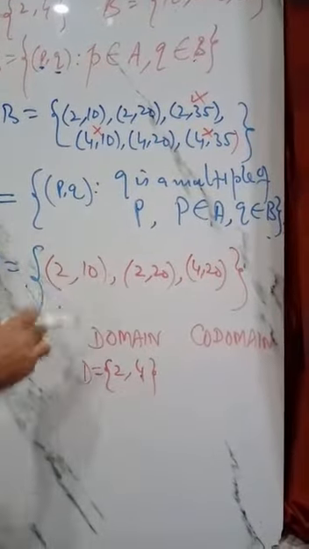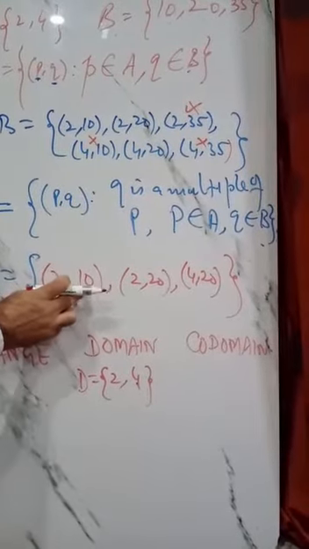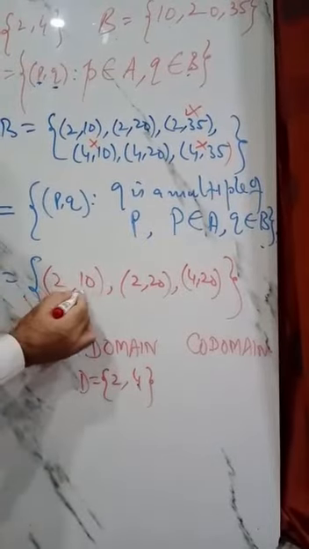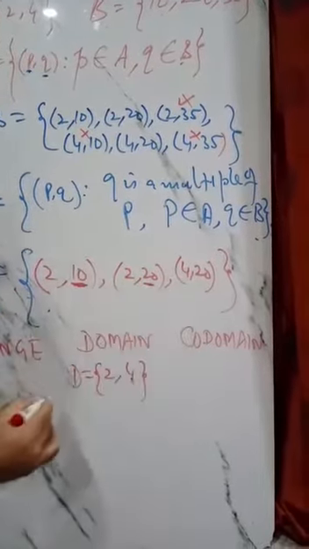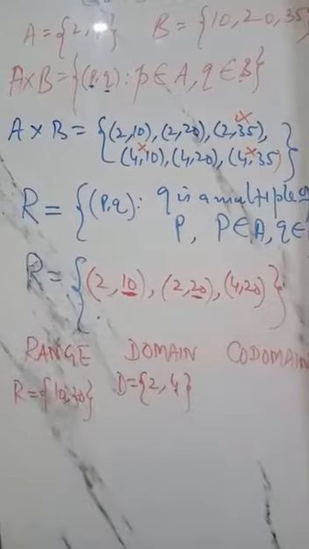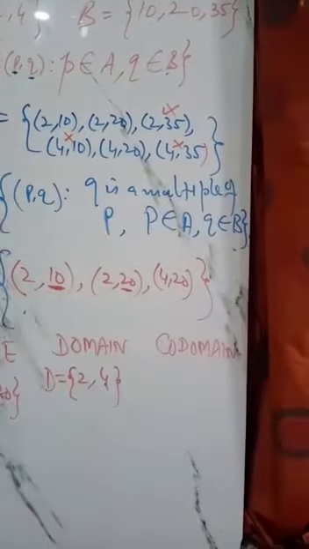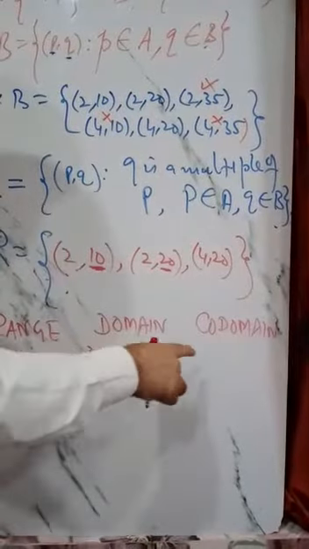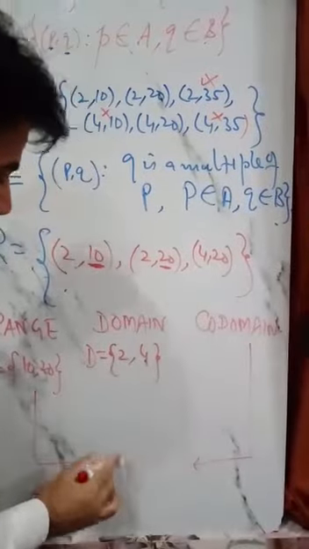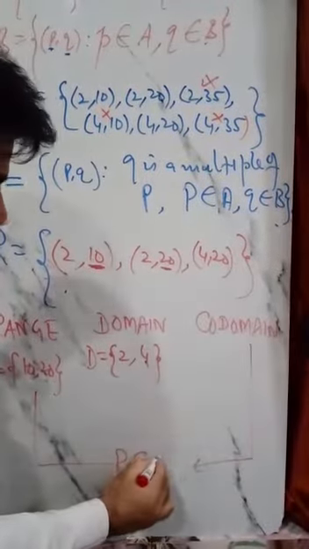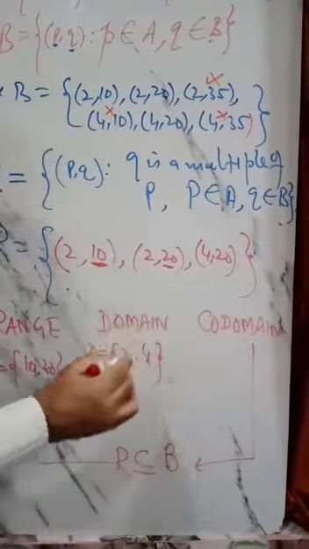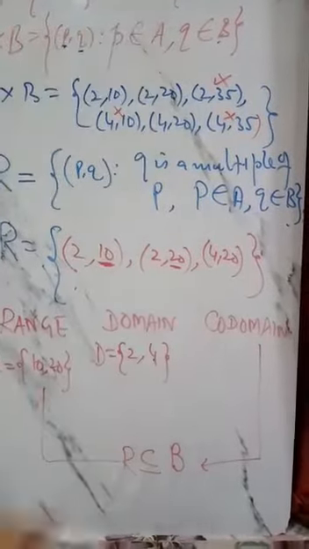Next, what is range? Range is the set of all the second elements in the ordered pairs of a relation. The second elements are 10 and 20, so the range is {10, 20}. Now codomain, this is very important. What is the relation between range and codomain? Range is a subset of codomain, a subset of set B.